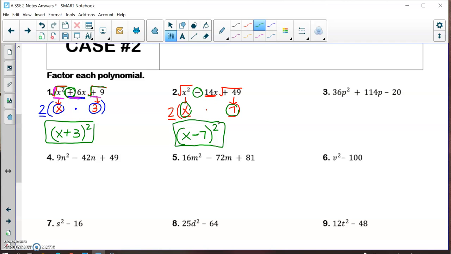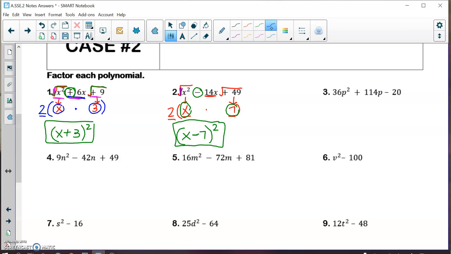If you didn't recognize that this was a perfect square trinomial, then what you could have done is use the box method because the coefficient of x squared was 1. All right, looking at number 3, we're going to test to see if this is a perfect square trinomial. Now, while your first term is a perfect square, your last term is not. So this is not a perfect square trinomial, which does not mean that it's not factorable. All this means is that we are going to use a different method of factoring.